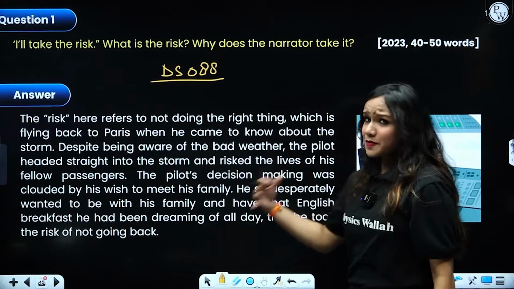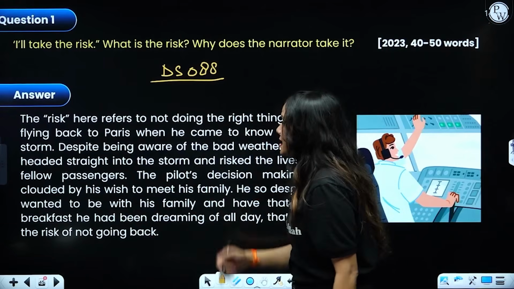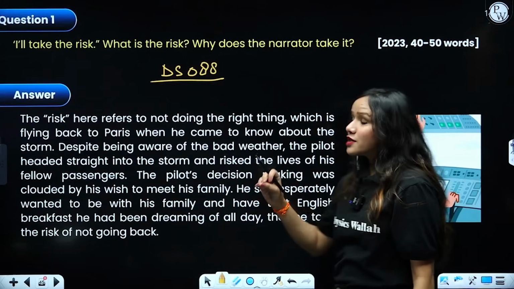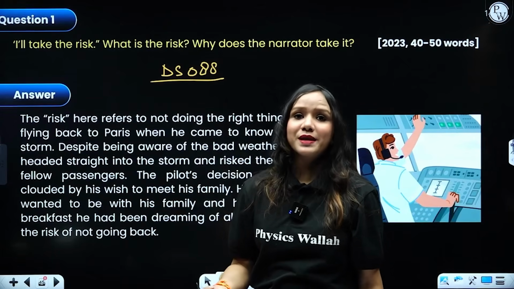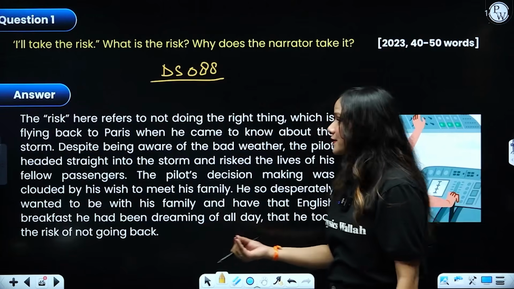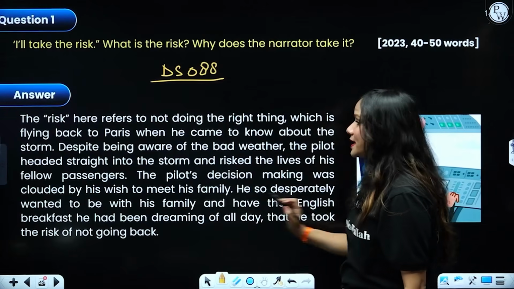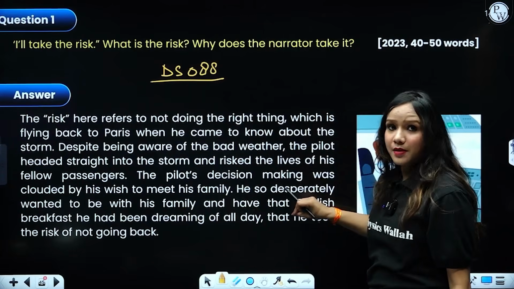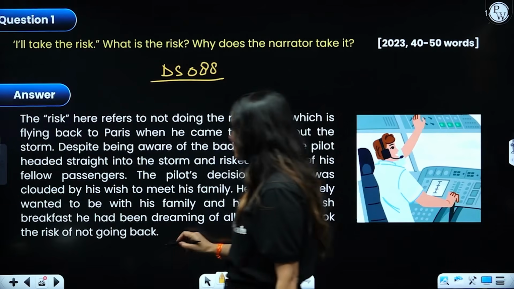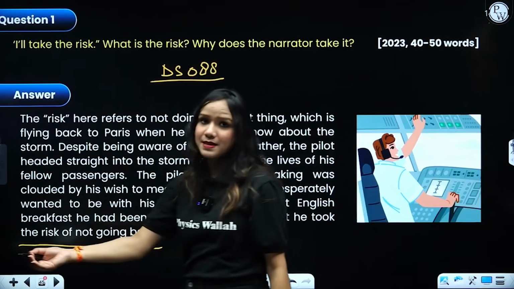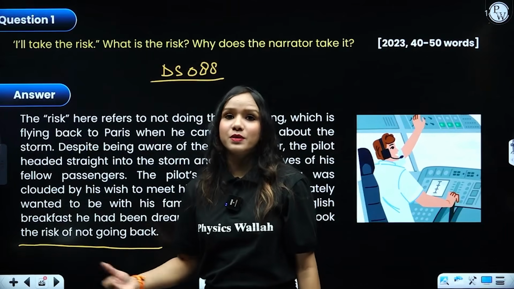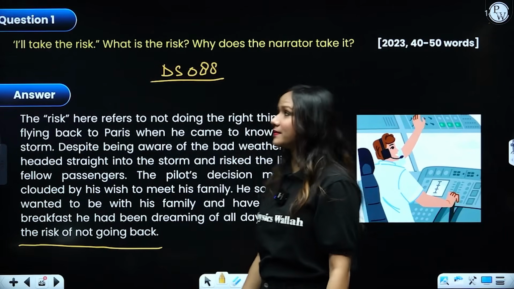Just because he was so eager to meet his family. The pilot's decision making was clouded by his wish to meet his family. So the pilot was so desperate to meet his family that his decision was clouded by this factor only, right? He so desperately wanted to be with his family and have breakfast with them, which he had been dreaming of all day, and he took the risk of not flying back to Paris. Instead, he decided to fly straight towards England, right?